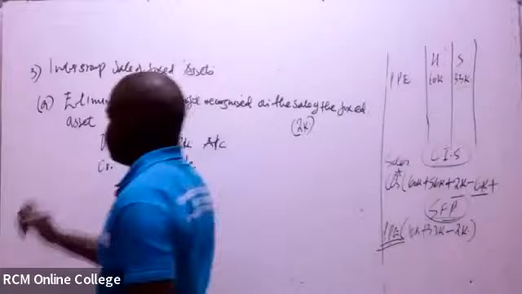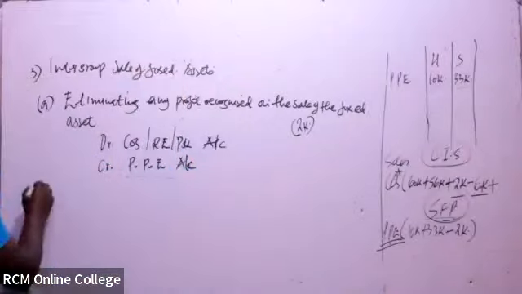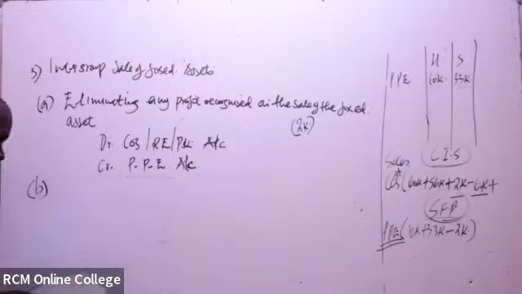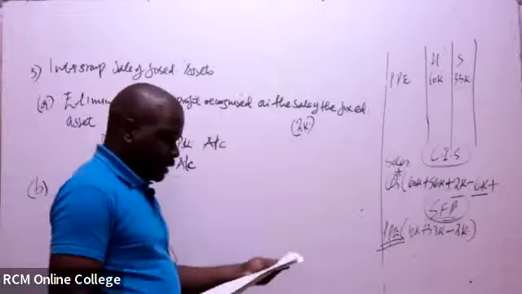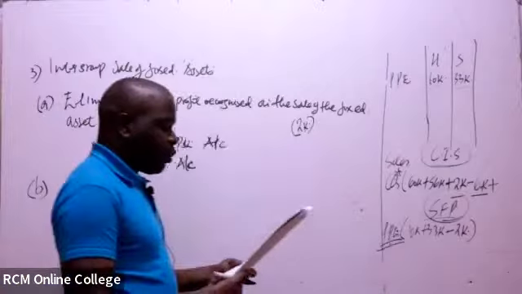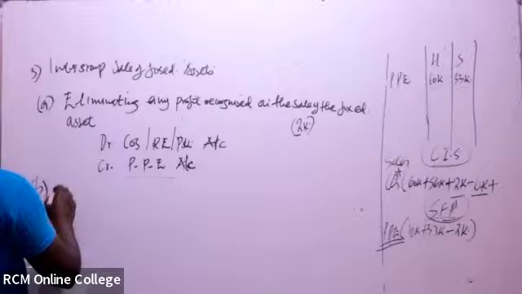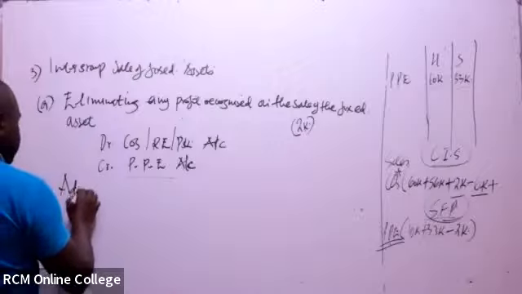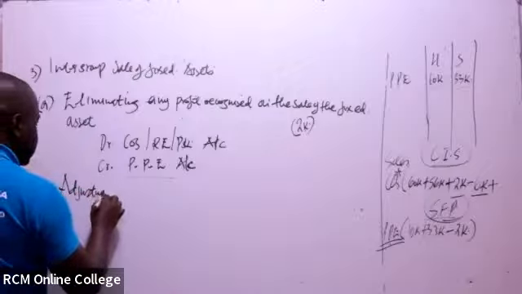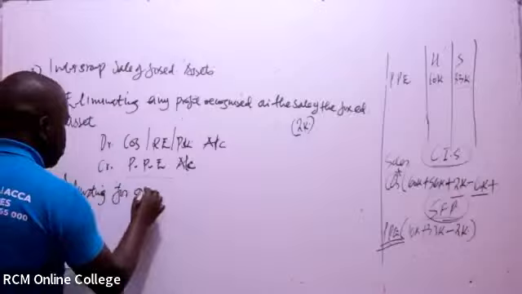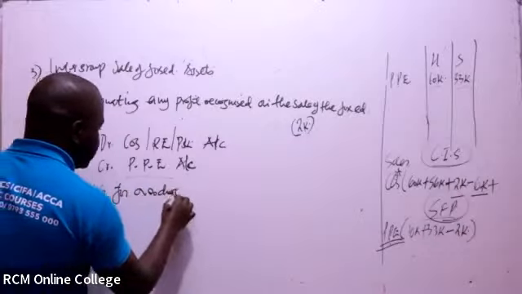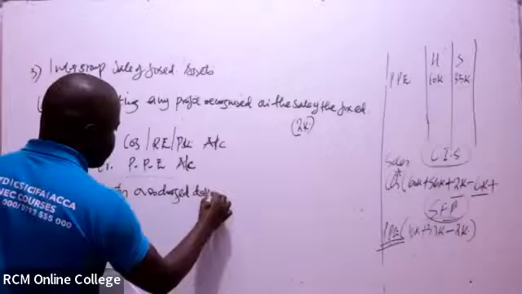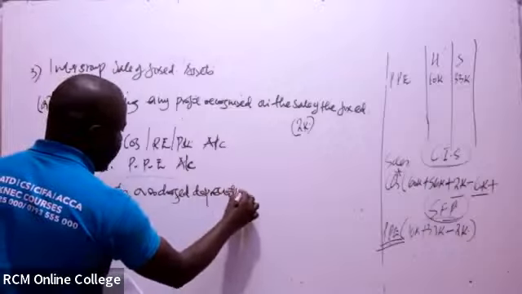So number B, you can write number B. Number B here, there can be another adjustment. There can be another adjustment. So you can be able to write adjusting for overcharged depreciation. Adjusting for overcharged depreciation.